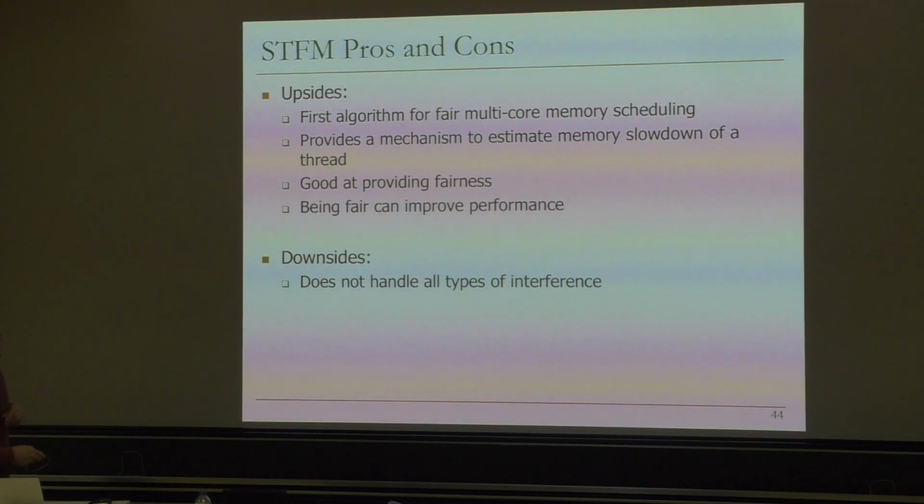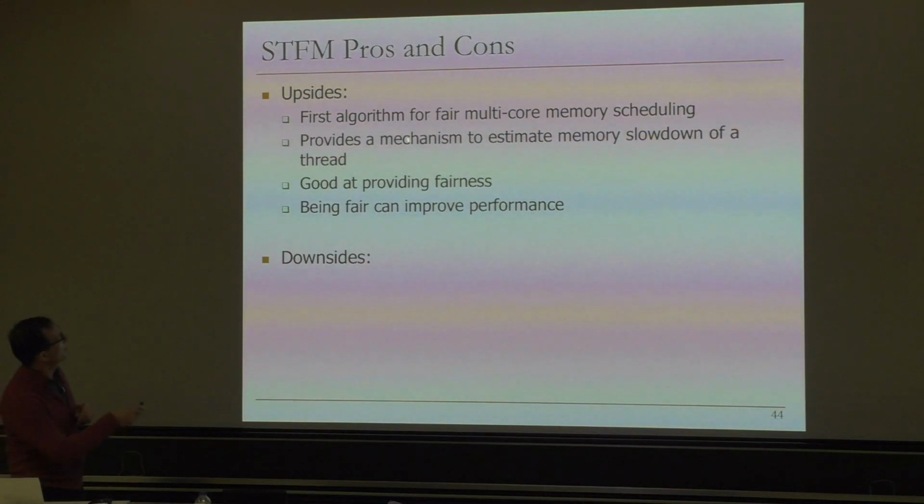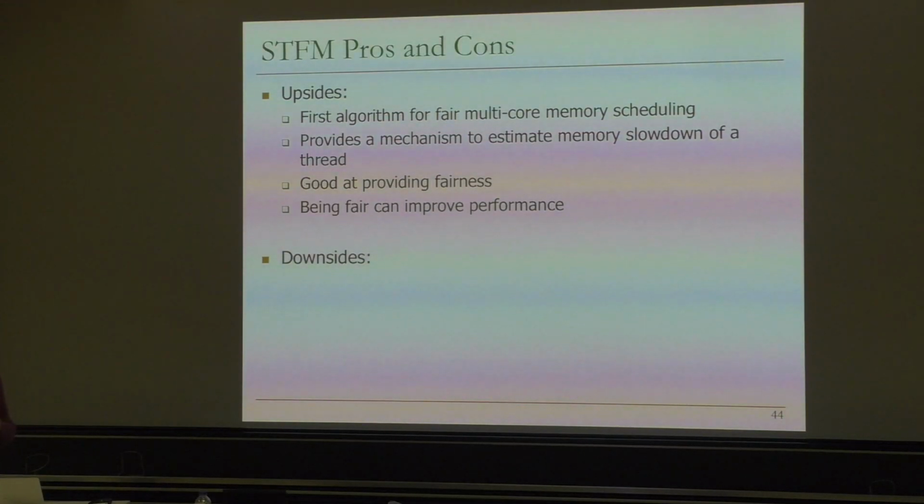The downside is it doesn't handle all types of interference. So let me go into a little bit of this more. If you perfectly estimate this, now you know exactly how much you're slowing down a thread. Now you can actually do a lot of performance optimization. Somebody can say, I want my slowdown to be no more than 2x, and you can satisfy that performance guarantee.